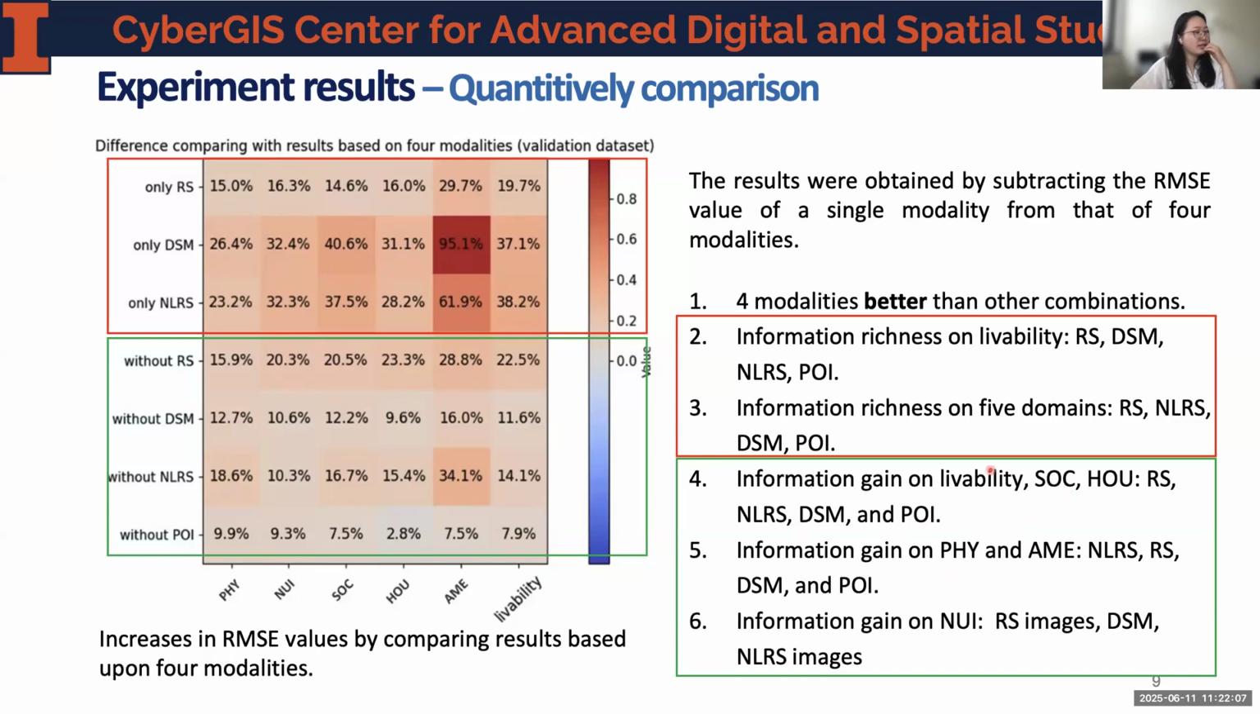Also, this order happened on the domain livability of the social coherence and housing availability domains. And for the domains of physical security and the amenities, the order changed to the NLRS, RS, DSM, and PY. So this also reflects that different modalities provide different information on different domains. And the information given on the nuisance and insecurity is ordered like RS, DSM, NLRS. Oh, I forgot the PY. Yes.